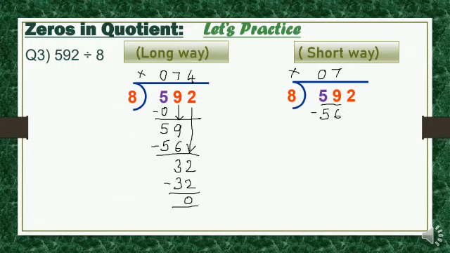Then we will subtract. So 3 remains. Then the next step is to check, is this smaller? Yes, it is smaller. The next step is to bring down the next number. The next number is 2. So now we got a 4 over here. 8 4s are 32. And we subtract. And we got a 0 as the remainder. So here the quotient is 74 and the remainder is 0. Do you think this is easy, my children? This is the short method and this is the long method.